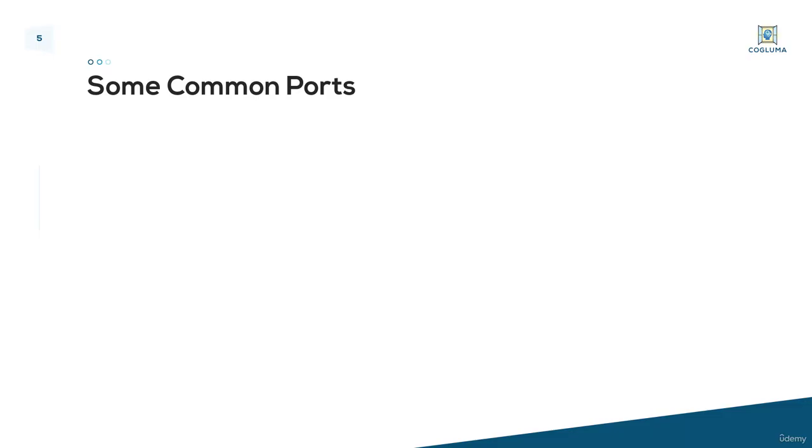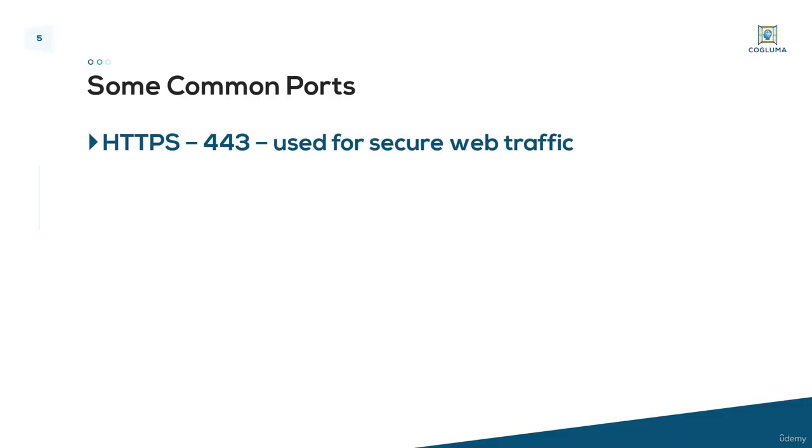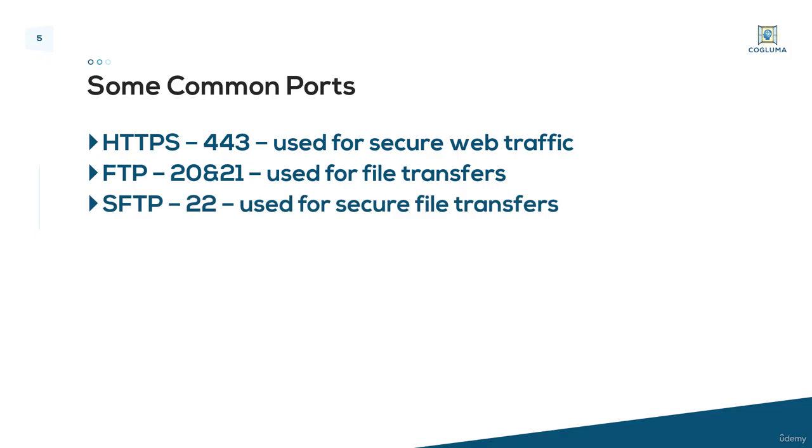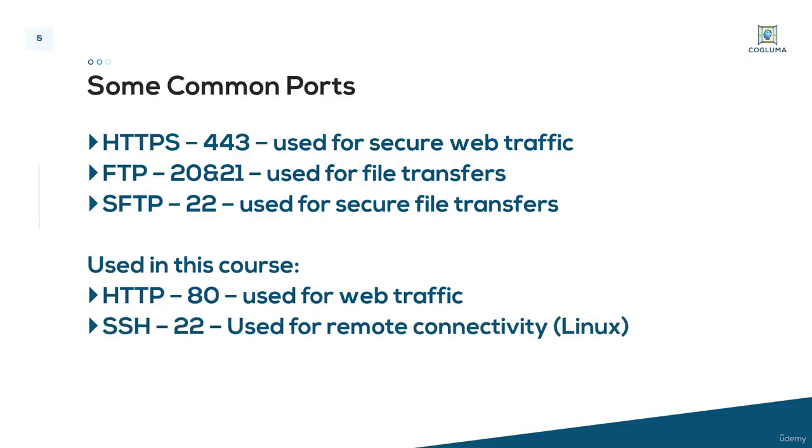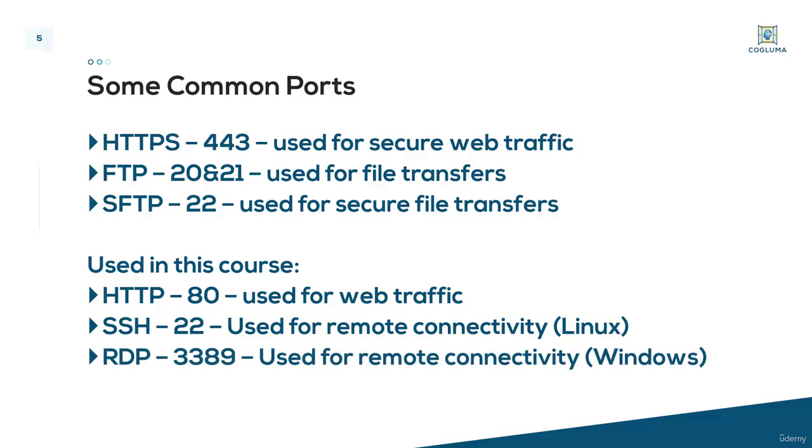Let's talk about some common ports that we're going to see. We have things like HTTPS, which is secure web traffic at 443. We have FTP, which can be 20 or 21, which are used for file transfers. And then SFTP, port 22, that's also used for secure file transfers. Some common ones that we're going to see in this course: HTTP 80, which is used for web traffic. We're going to see SSH, which is port 22 for remote connectivity on Linux. And then we'll see 3389 for RDP, which is remote desktop for Windows.